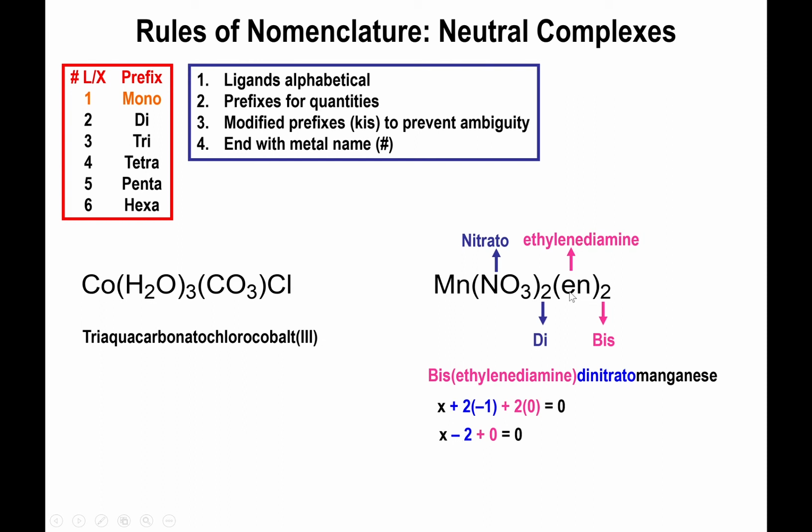Ethylenediamine is actually neutral, so we have no charge from that. And the charge of manganese is just X. So if we solve for X, we find out that the charge of manganese is 2 plus. So we input that as Roman numerals at the end of the metal name.